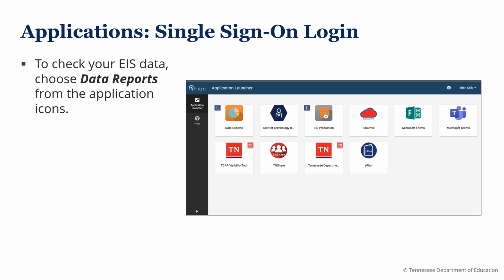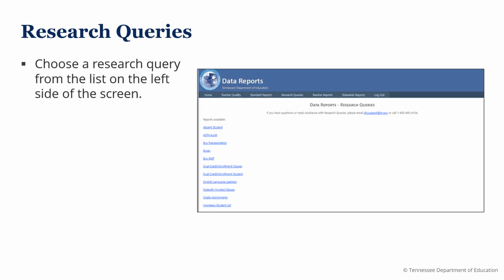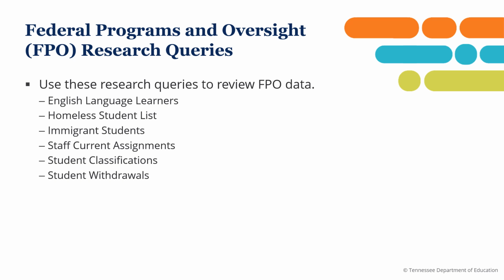Once you've logged in, you'll be brought to the applications page. To check your data in EIS, select Data Reports. Next, select Research Queries. Then select one of the research queries from the list provided. To review FPO data, you'll use the following: English language learners, homeless student list, immigrant students, staff current assignments, student classifications, and student withdrawals.